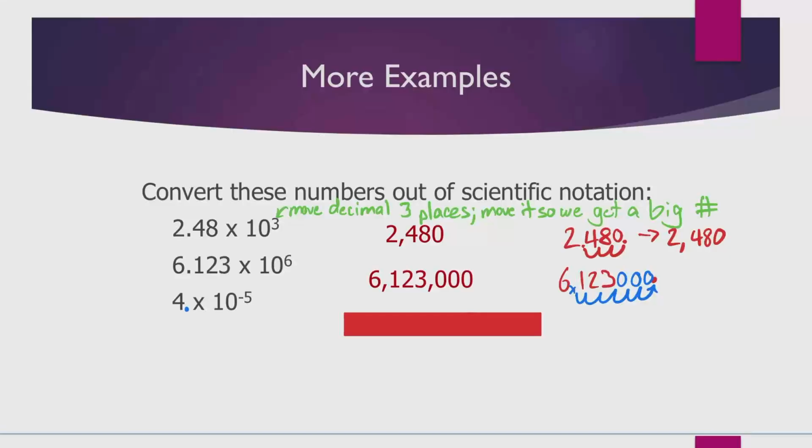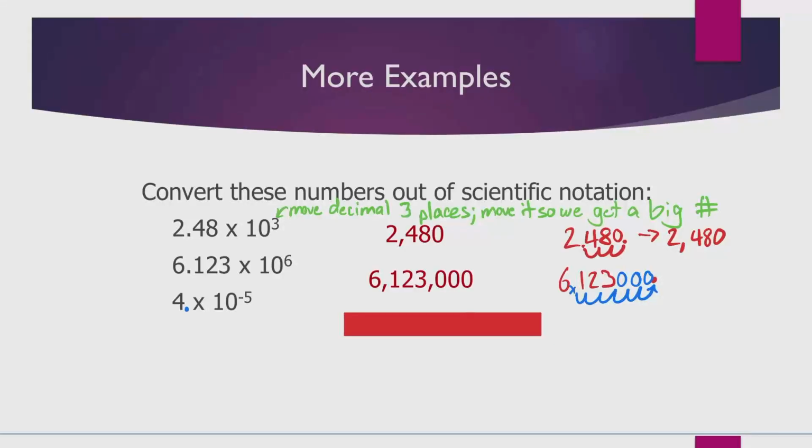Most of the time, you'll have other stuff after there, so the decimal will be written. This is a little less likely of an example. So there's our decimal. We want to move it 5 places so that we get a big number or a small number? Small number because we have a negative exponent. So which way are we going to move it to get a small number? Left or right? We're going to move it left.